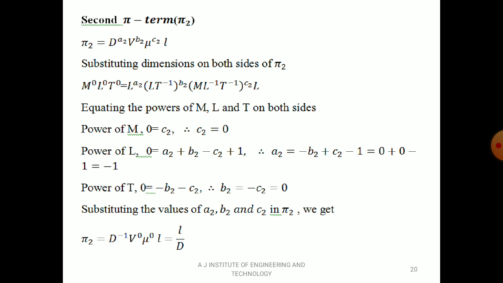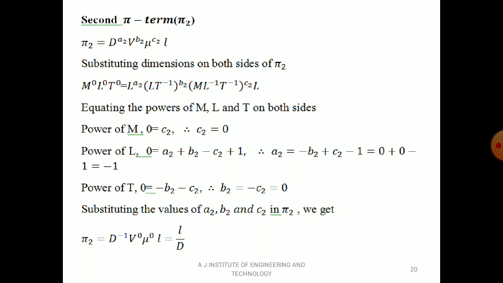Then equating the power of l to the power 0 on left hand side, l to the power a2, l to the power b2, l to the power minus c2, l to the power 1 on right hand side. So 0 equal to a2 plus b2 minus c2 plus 1. Then equating the power of t to the power 0 on left hand side, t to the power minus b2 on right hand side, t to the power minus c2 again on right hand side. So 0 equal to minus b2 minus c2. c2 value we already obtained as 0. So 0 equal to minus b2 minus 0. So b2 equal to minus c2. That is also equal to 0.